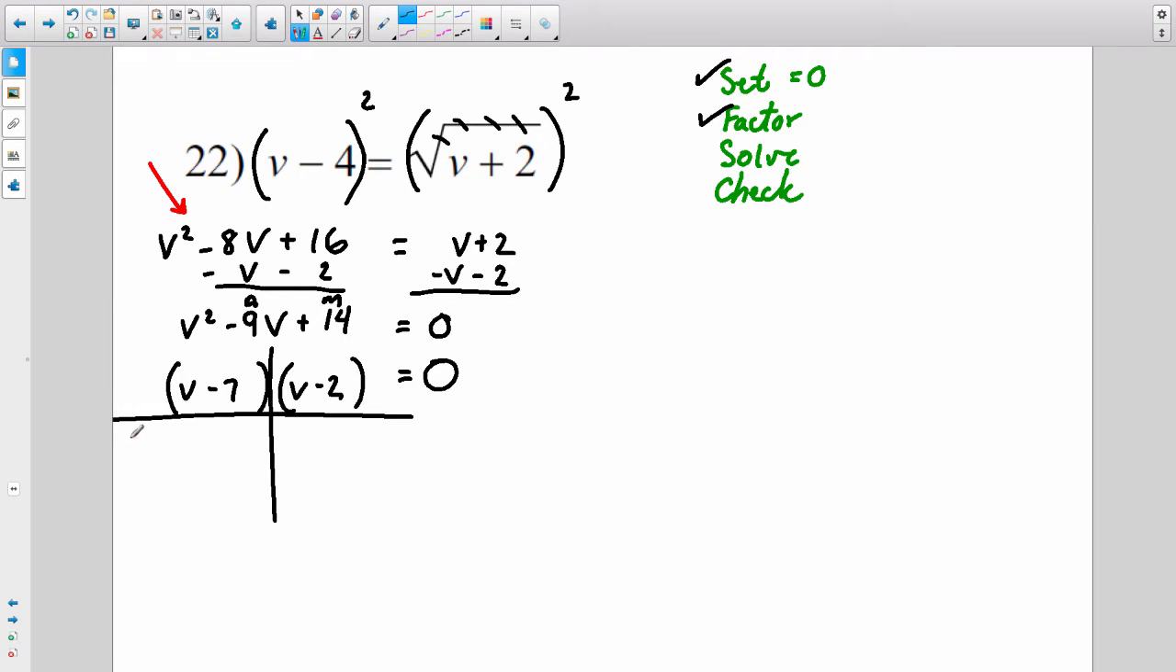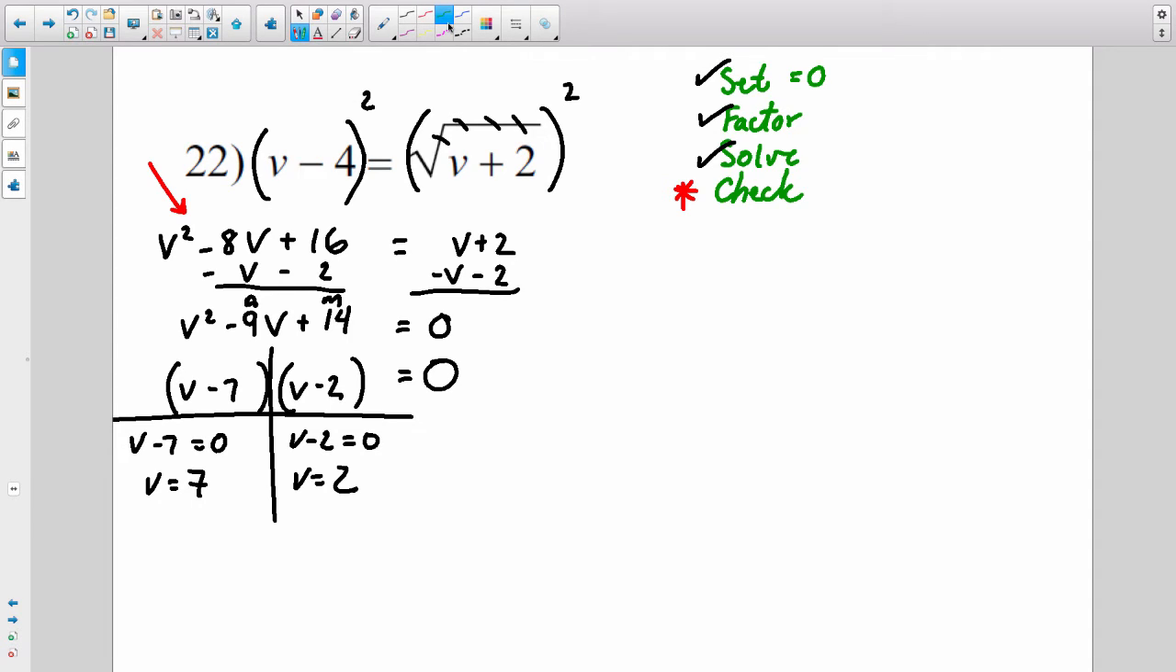These usually are t-charts, right? Set both sides equal to 0. So this would be v equals 7. This would be v equals 2. And this is the most important thing. I mean, you can tell by the answer key already, right? But in case you don't have the answer key in front of you, you have to check.